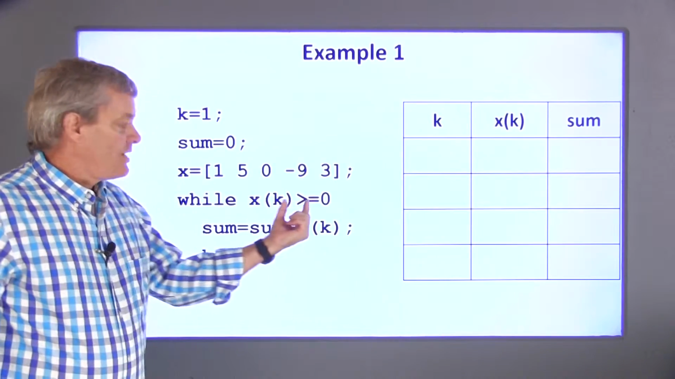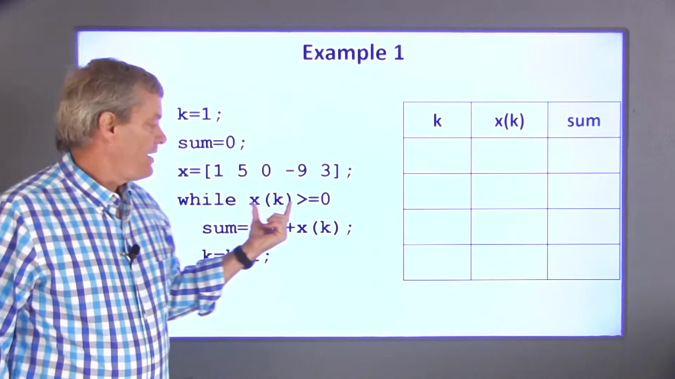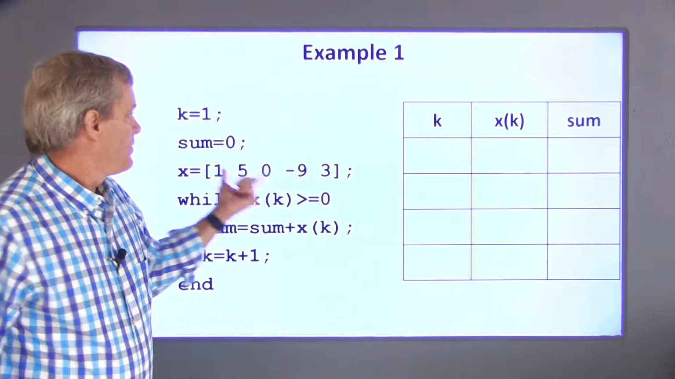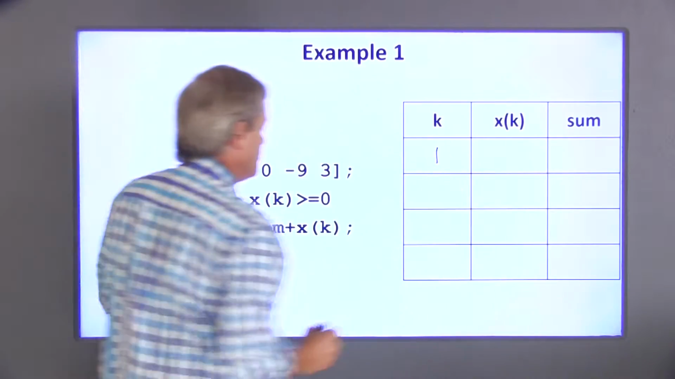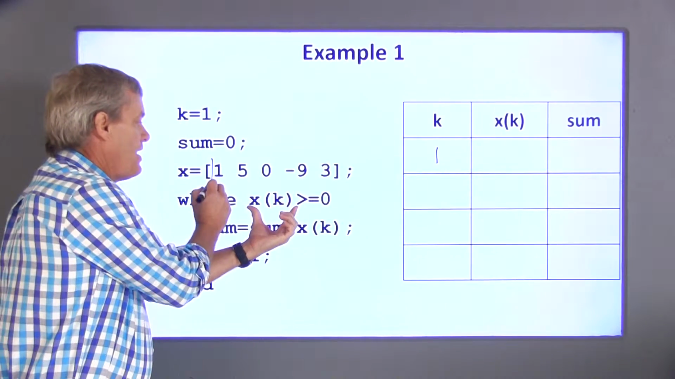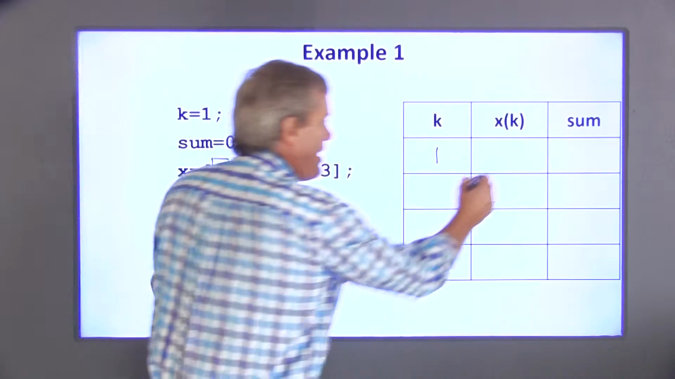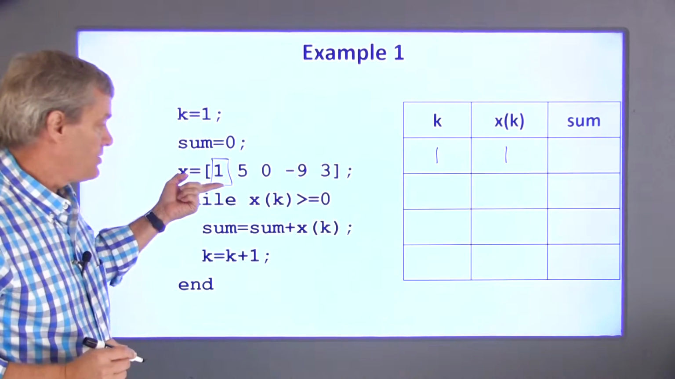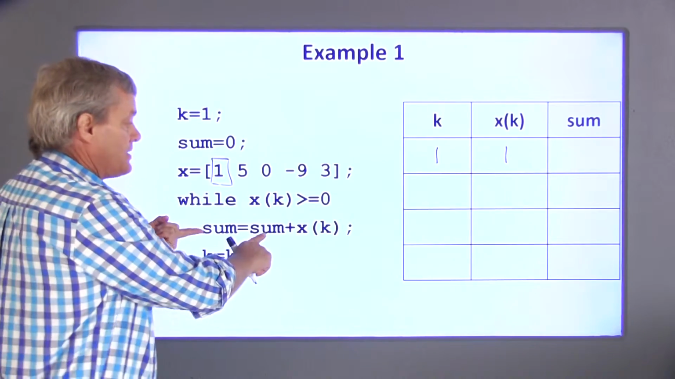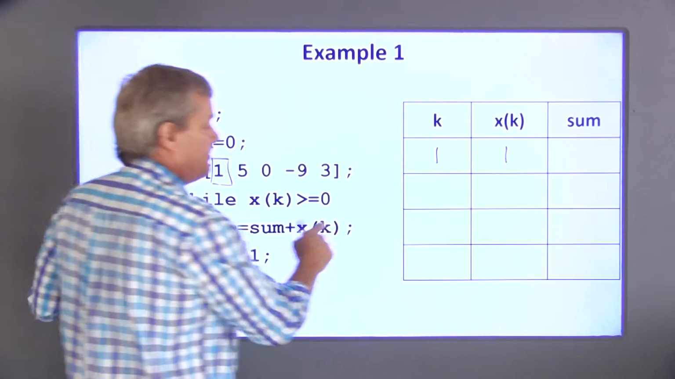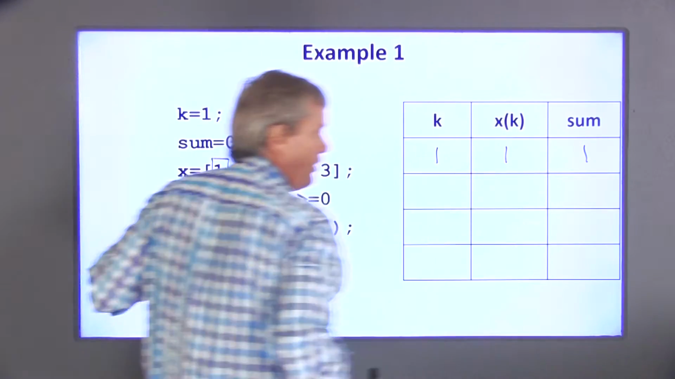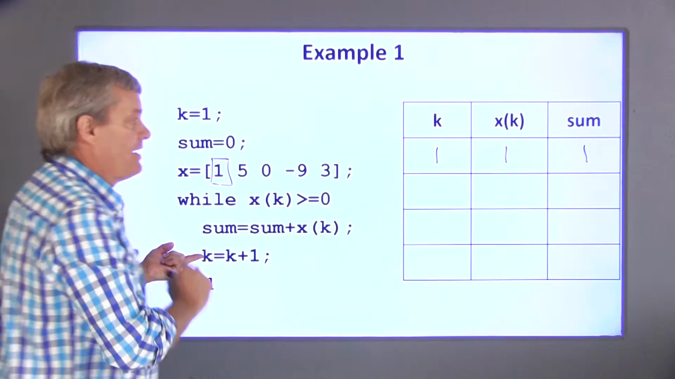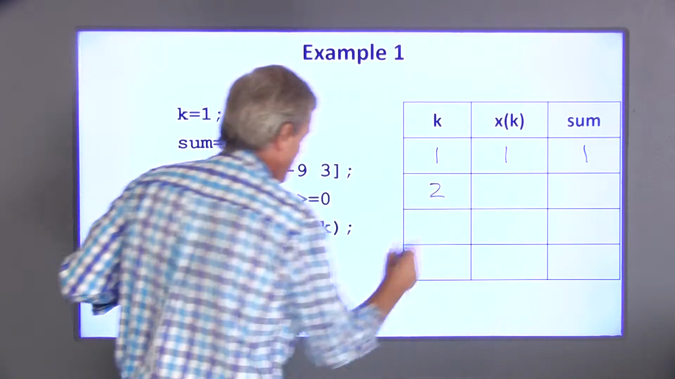The logical expression in the while statement checks whether x of k is greater than or equal to 0. When the loop is entered for the first time, k is equal to 1, so x of k is the first element in this array, and it's 1. 1 is greater than or equal to 0, so I get to go into the loop. Sum starts out as 0, so sum is 0 plus 1, which becomes 1. Next, I add 1 to k and assign that to k. 1 plus 1 is 2.